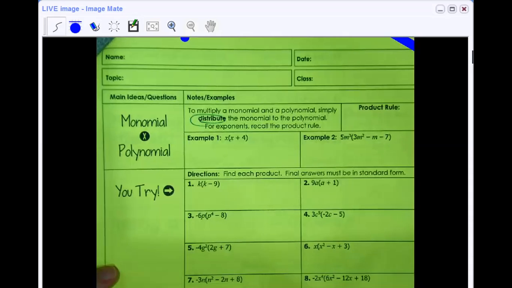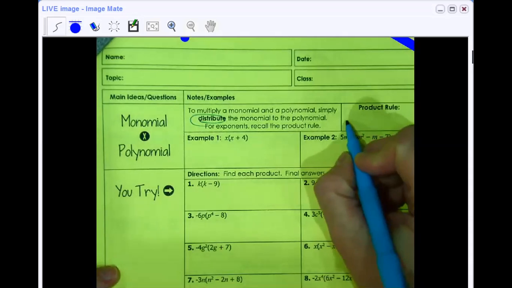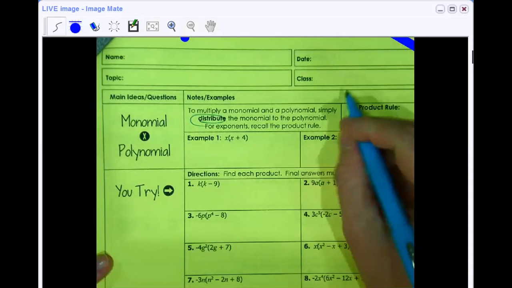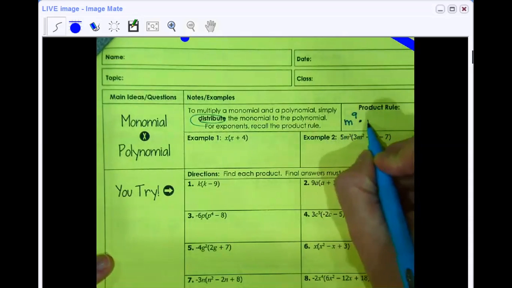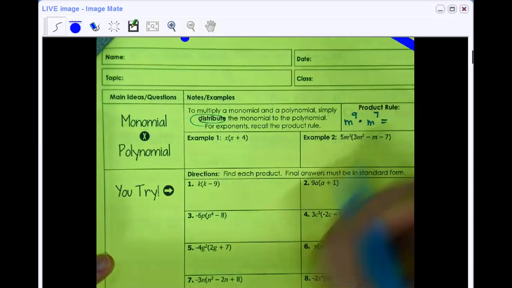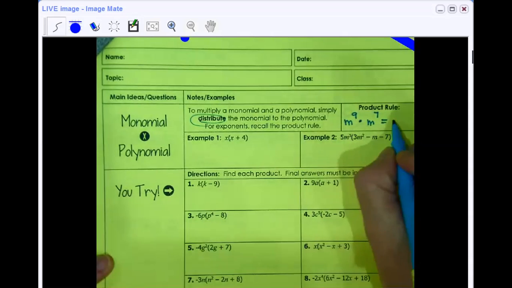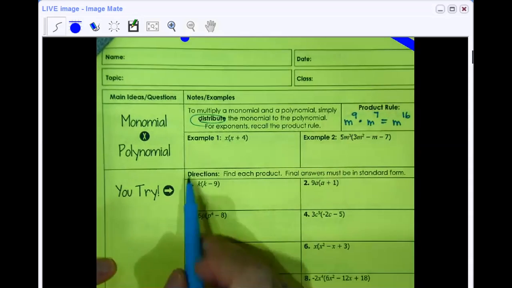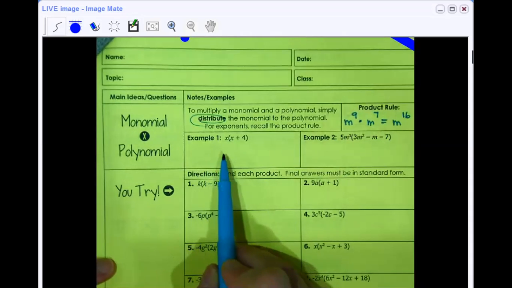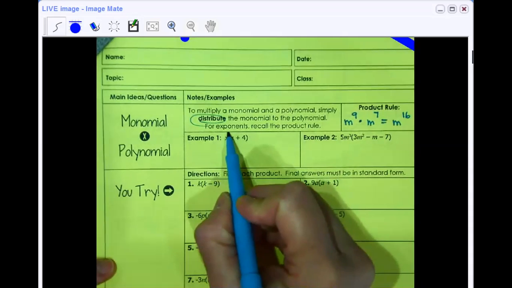So remember the product rule. So the product rule said that if you had, and I'm going to use an example of m's, if you had m to the 9th times m to the 7th, you just simply added the exponents and got m to the 16th. And honestly, example 1, this type is probably the one that's missed the most because of all these understood ones.